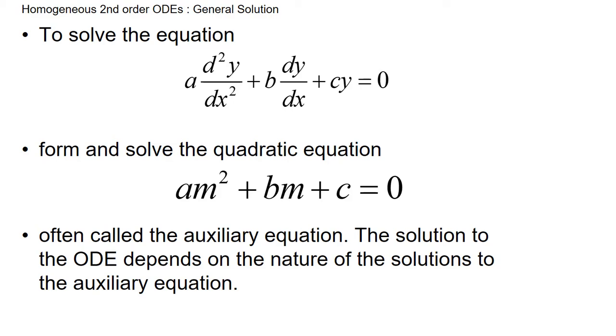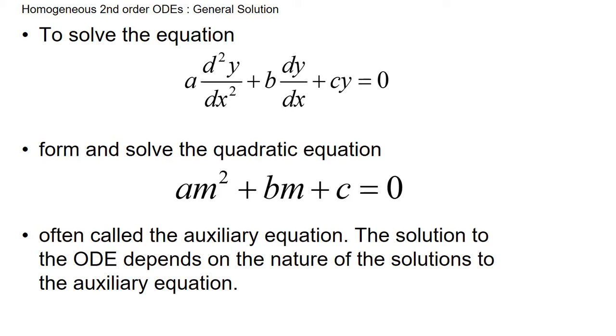And actually what we're doing here, if we replace y with an exponential, we end up with the equation here. In particular, the reason that we're looking for an exponential is that because the function, the derivative, and the second derivative add together to give 0, we're looking for the kind of function that is of the same form as its derivative and its second derivative. And certainly the exponential satisfies that. So we form and then we solve this quadratic equation that we call the auxiliary equation.